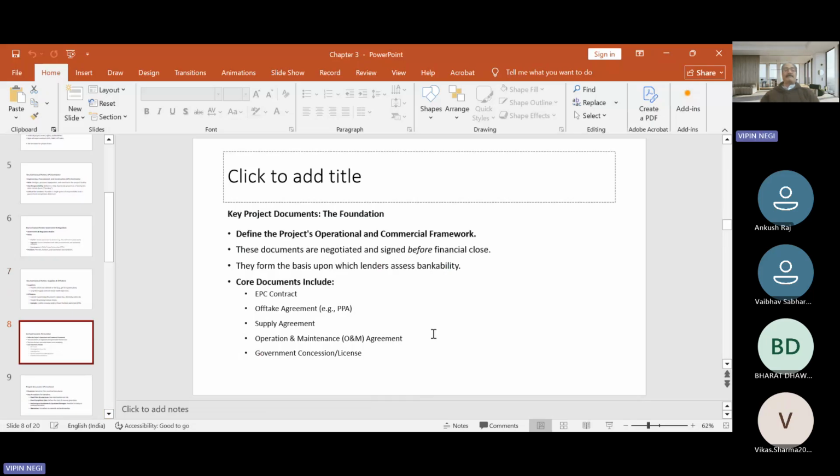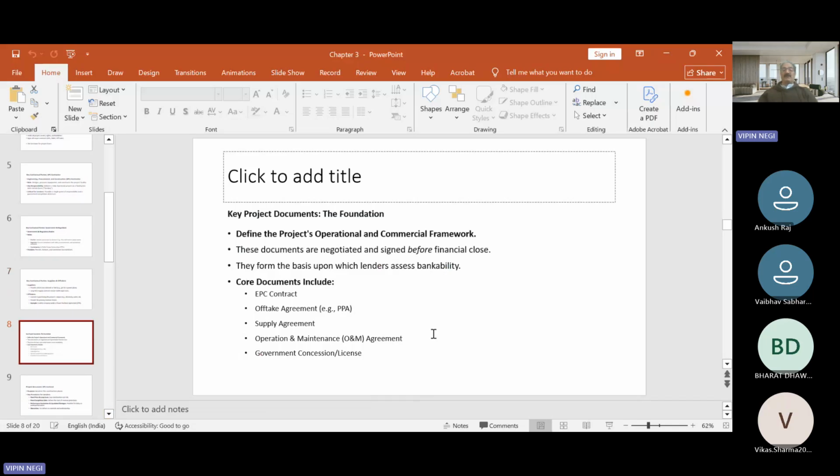The first one is the concession or license agreement in infrastructure projects. So what is this license agreement or concession agreement? Basically, in the case of infrastructure projects such as road, port and airport, this is the first agreement that the project SPV signs through a bidding or tender system, right? So this is at the beginning, when the agreements start.